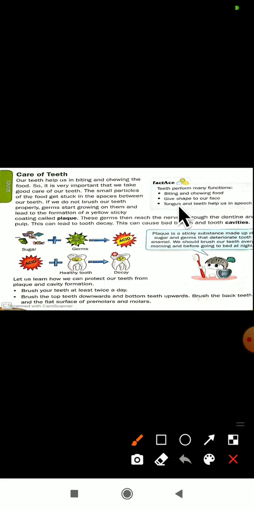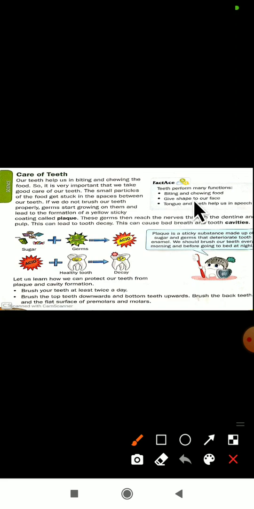Then the third point, tongue and teeth. Without tongue and teeth, dear students, we cannot speak. So due to the presence of teeth and tongue, only then can we speak and we can talk here.